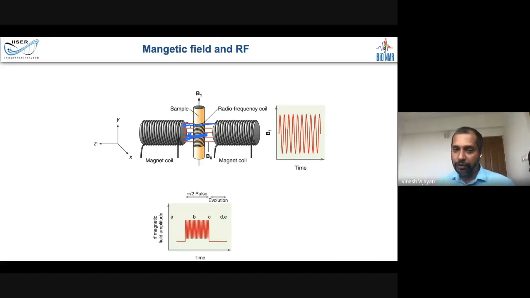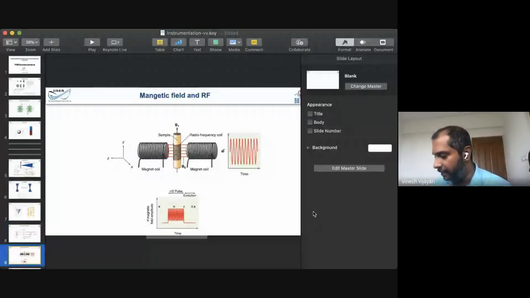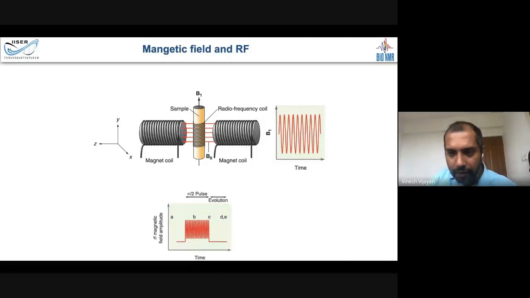That is why you get a sin theta dependence. So you have to apply a B1 field, which is perpendicular to your B0 field. Now, how do we do this? We don't just apply a radio frequency continuously like this. We apply a short burst of radiation, a pulse. Now what is a pulse? A pulse is a short burst of radiation, and you've seen what a pi/2 pulse is.